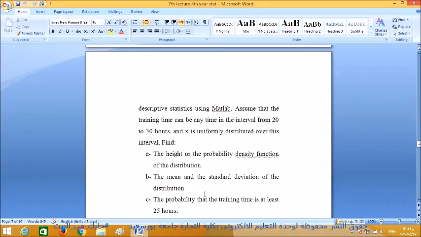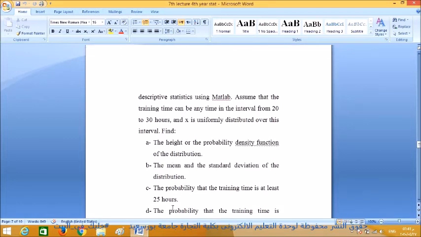The probability that the training time is at least 25 hours. At least means 25 hours or more, up to 30, because 30 is the highest value of the distribution. So when I say at least 25, we mean the difference between 30 and 25, which equals 5. So the base here equals 5 and the probability equals 1 divided by 5, right?